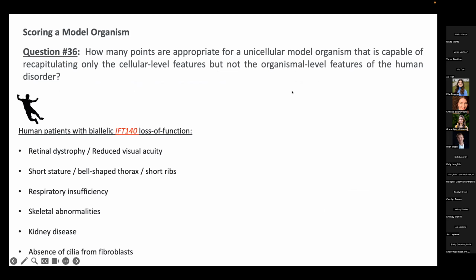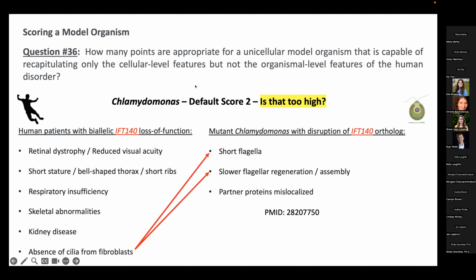So I wanted to raise this question: what if it's a unicellular model organism for a really complicated organ-level human disease? The default score of 2 sometimes seems too high, right? This is just an example question from the FAQ document that you could look up if you wanted to. But I was going to share some guidance that different groups my colleagues work for have arrived at.